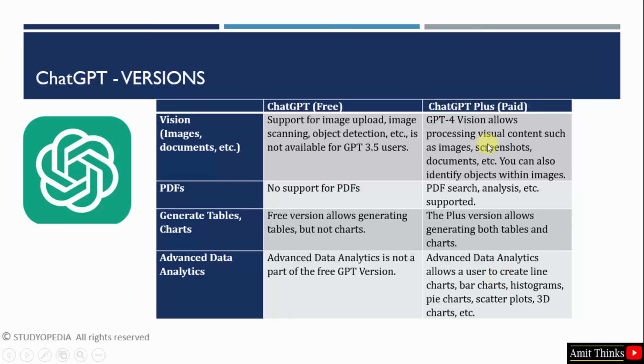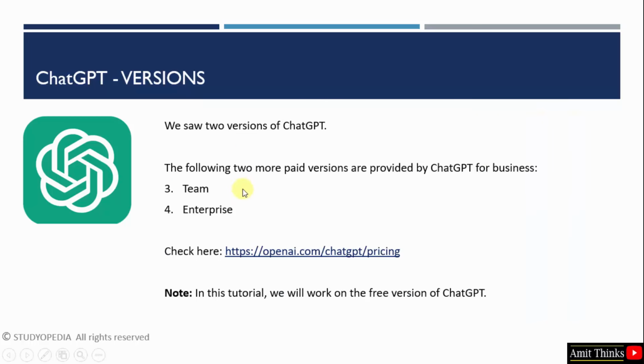So we discussed the first two versions of ChatGPT. The other two versions of ChatGPT are Team and Enterprise. Both are paid and both are for business. If you want to learn about the current versions, you can go here. This will include the exact pricing. Pricing changes frequently, as do the versions. In this tutorial, we will work on the free version of ChatGPT. So we saw what the versions of ChatGPT are, the difference between them, and which version we'll be working on. Thank you for watching the video.